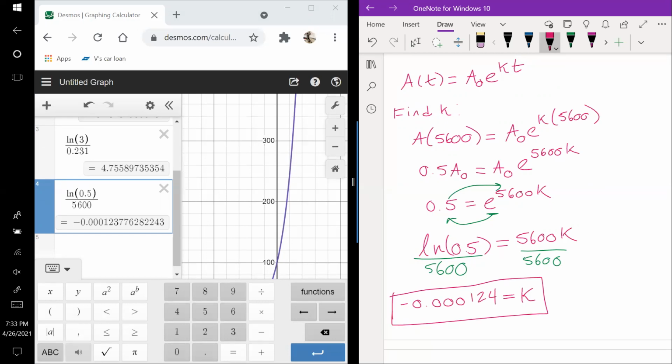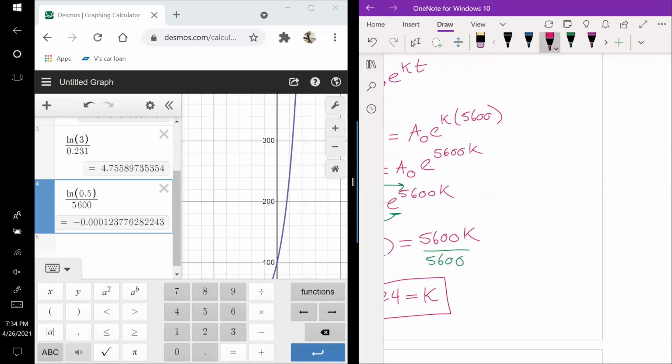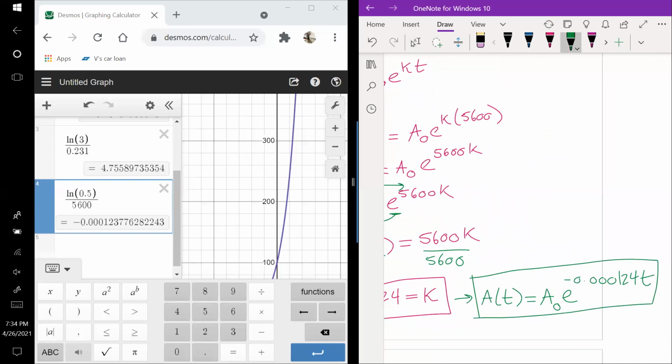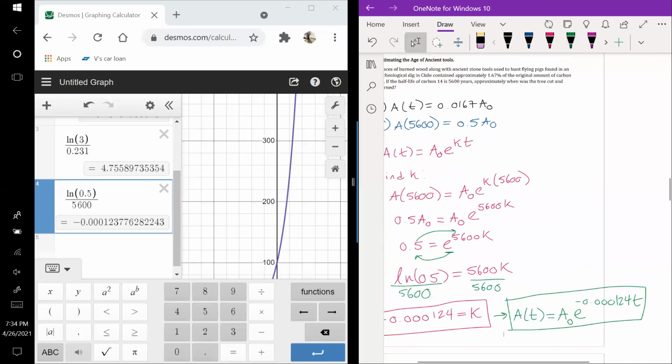So we have found k, which means we can complete the actual equation for this problem, which will become A of t equals A initial times e to the negative 0.000124t. And that means we're almost there.